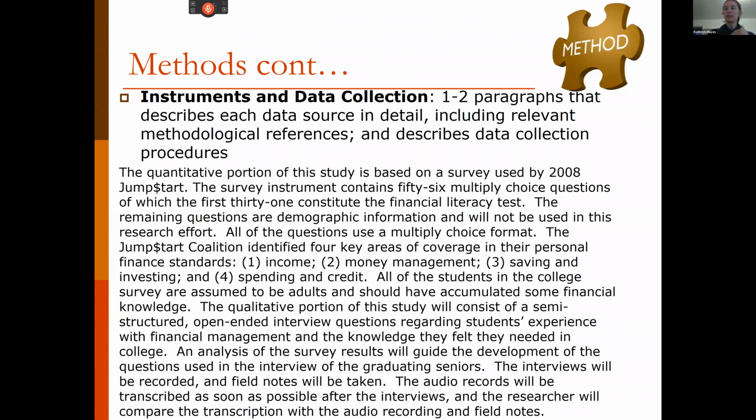Then he gets into data collection. The interviews will be recorded, field notes will be taken, and the audio records will be transcribed as soon as possible after the interview. So he's talking about the process of data collection in detail.